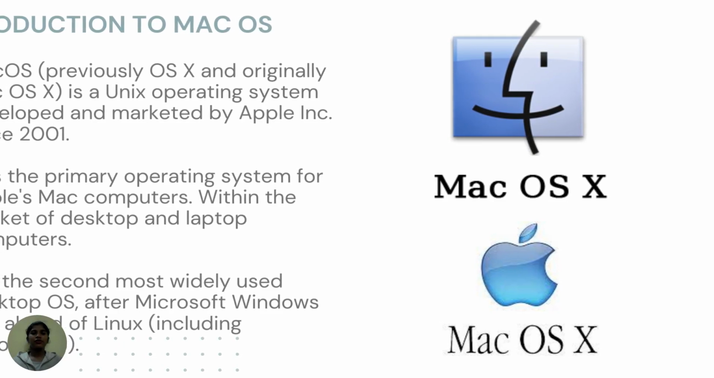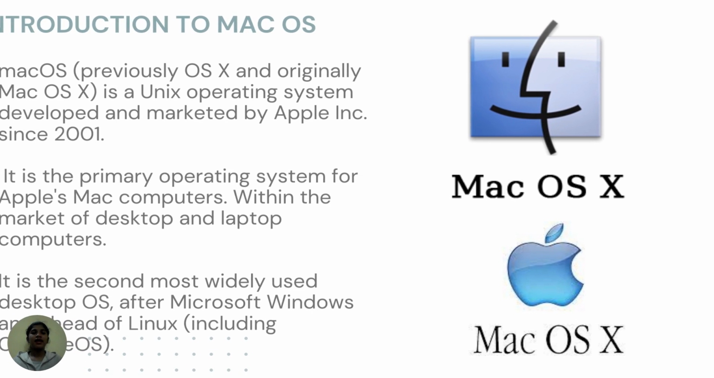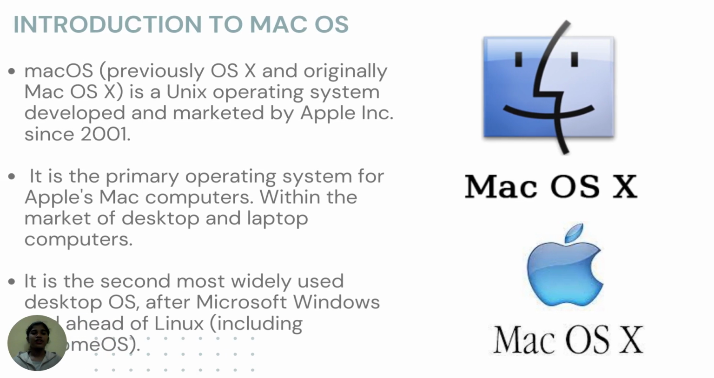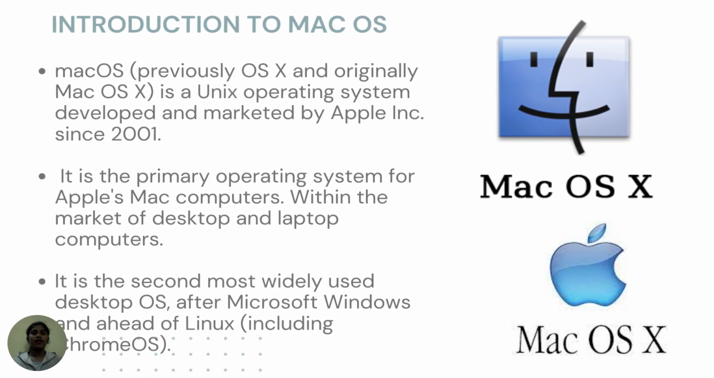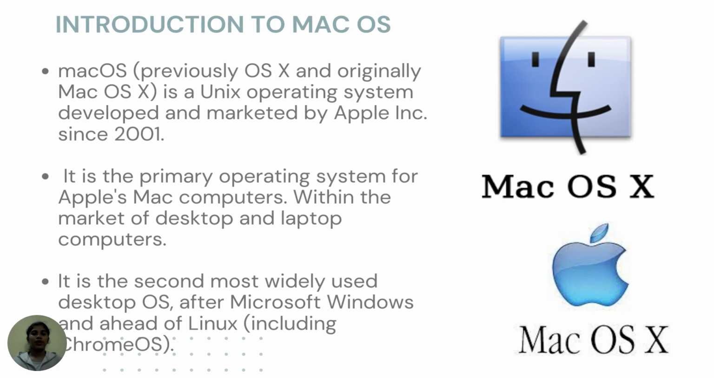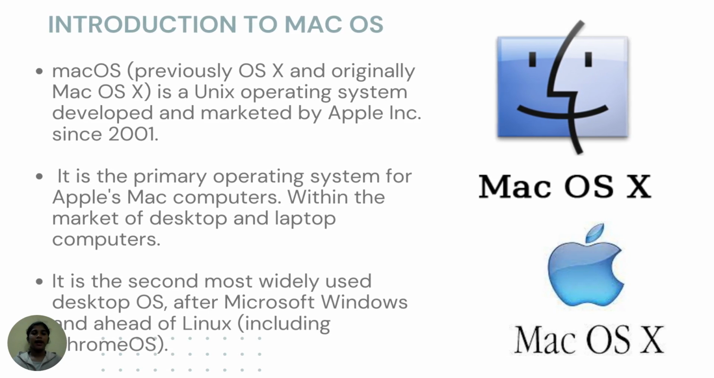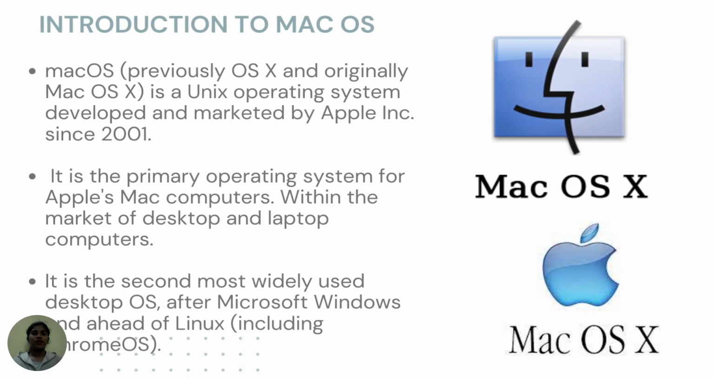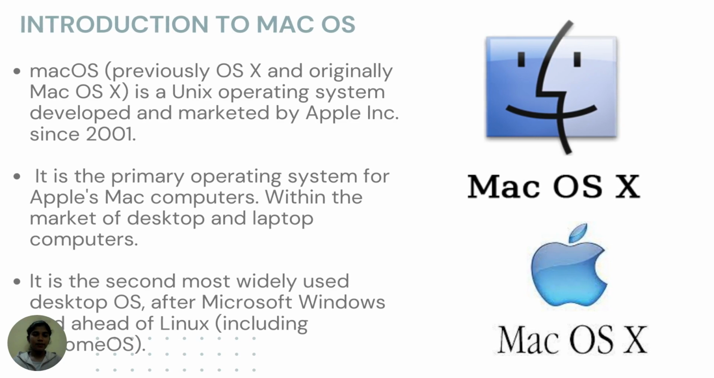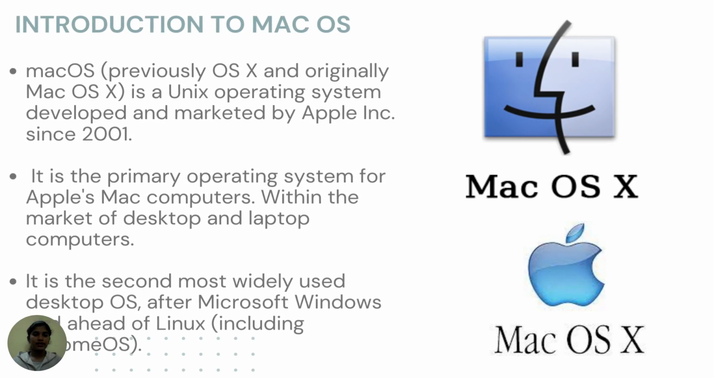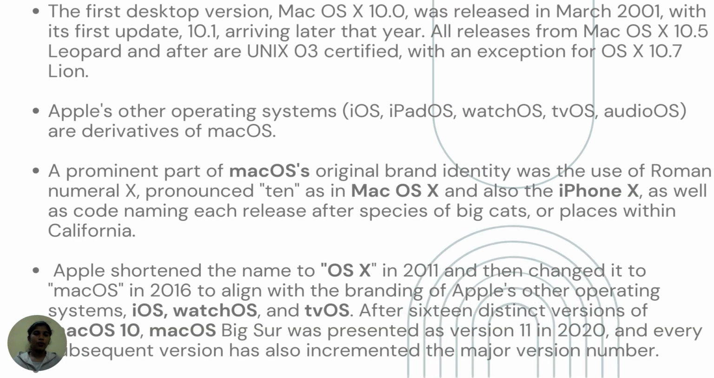So, introduction to Mac OS. Mac OS, previously OS X and originally Mac OS X, is a Unix operating system developed and marketed by Apple since 2001. It is the primary operating system for Apple's Mac computers within the market of desktop computers and laptops. It is the second most widely used desktop OS after Microsoft Windows and ahead of Linux, including Chrome OS.